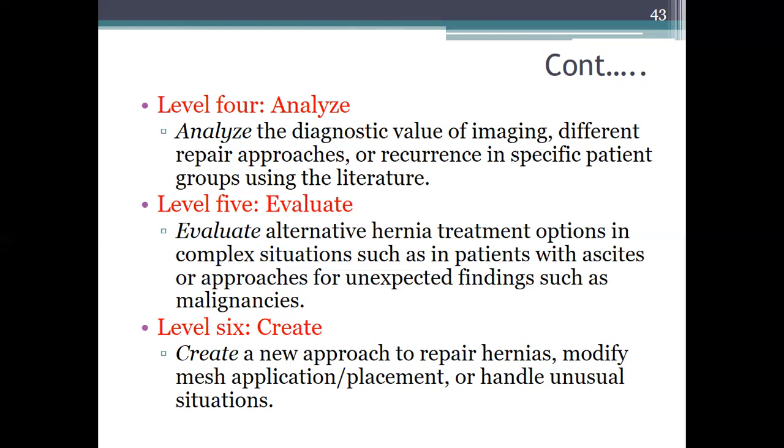So level 5 evaluation: evaluate alternative hernia treatment options in complex situations such as inpatient with ascites, or approaches for unexpected findings such as malignancies. Now if the patient has a hernia but also an unexpected finding, and that is malignancy, what will he do? This is evaluating and judging this new situation. What he will do is in the next level, which is create, level 6. Create a new approach to repair hernias, modify mesh application and placement, or handle unusual situations, like we discussed in the previous step, which is the evaluation.